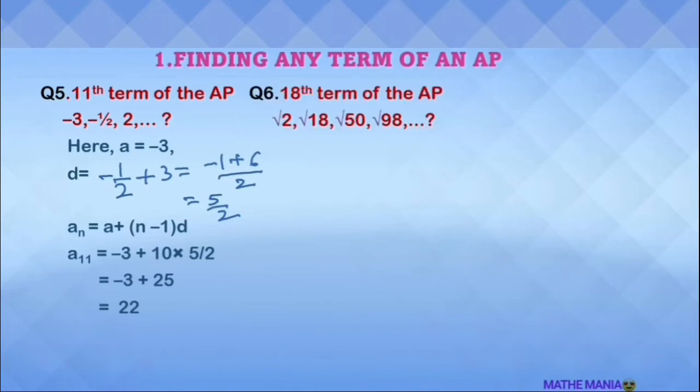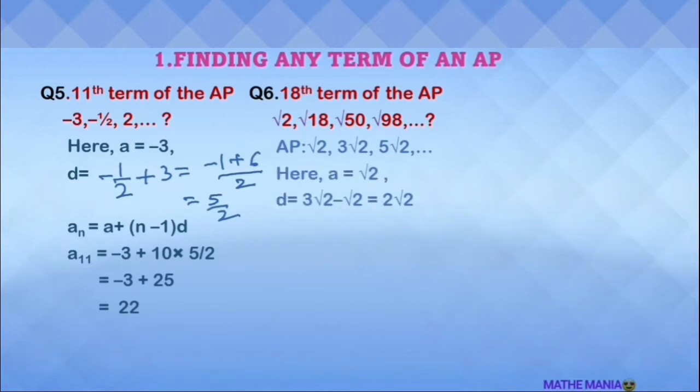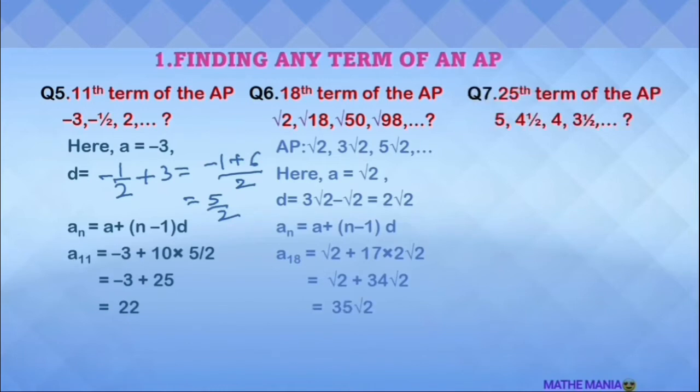In the next question, we have root terms, and whenever there are repeated numbers inside the root, we have to first simplify it. So when we simplify these numbers, we'll get this, as we have discussed in the previous exercise. So a is equal to root 2, and we can find d by subtracting any two consecutive terms, and hence we get 2 root 2. Putting these in the formula, we get a18 is equal to root 2 plus n minus 1, meaning 17, into 2 root 2, which is 1 root 2 plus 34 root 2. 1 plus 34 is 35, so we get 35 root 2. Now can you try this one yourself?